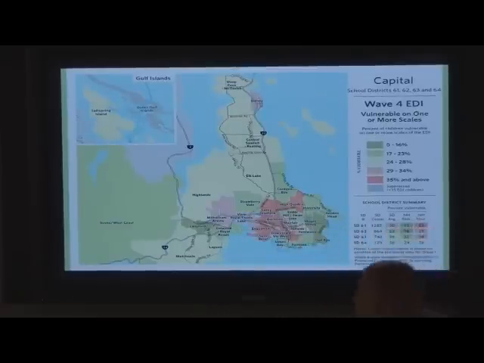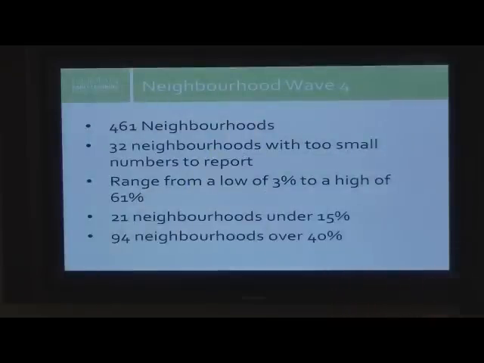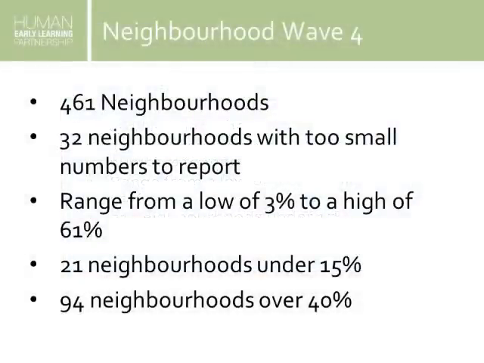And in fact, if you go across the province as a whole, 461 neighborhoods, 32 neighborhoods now with not enough children to report. And it's interesting, fertility rates have been dropping at the rate that when we started this work 10 years ago, we had 480 neighborhoods and virtually all of them had enough kids. And now we've combined neighborhoods down to 461, and even there, 32 of them don't have enough kids to report.